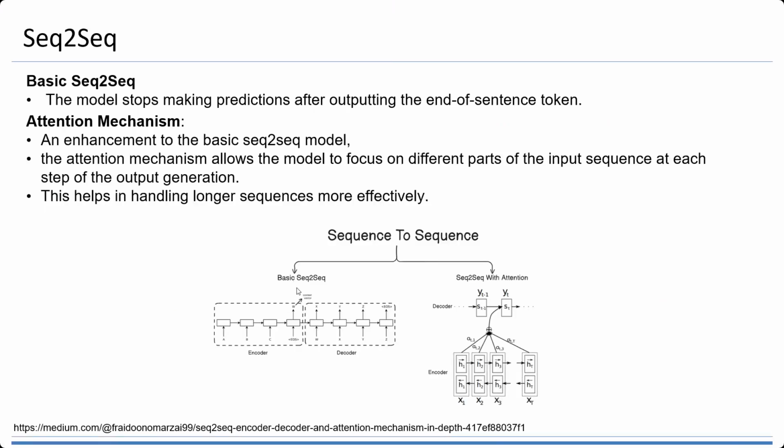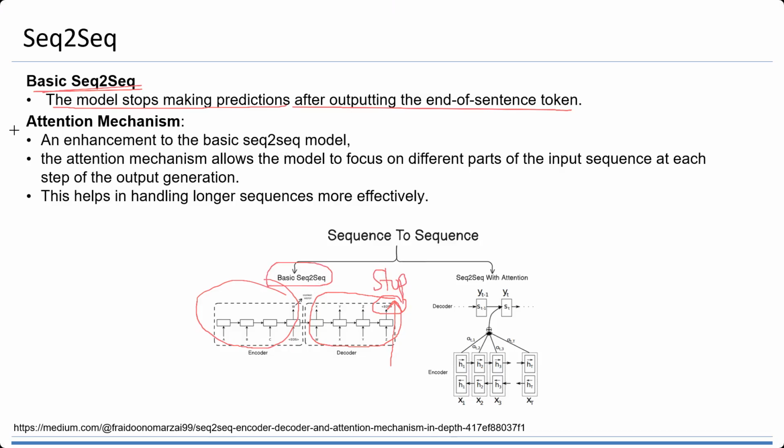In the attention, as you already know about the sequence to sequence, the basic sequence to sequence means the model stops making prediction after outputting the end of sentence. So you have the encoder and then you have the decoder. After we got the end of sentence, we stop. This is the basic sequence to sequence.